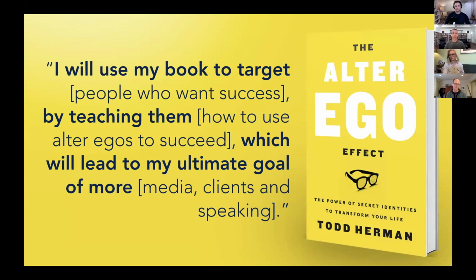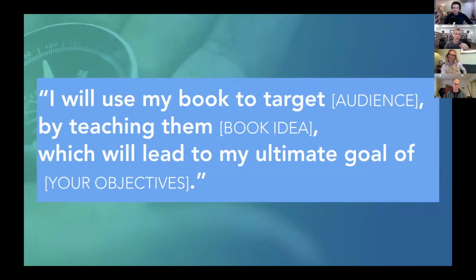That's a very clear statement. He knows exactly who his audience is. He knows exactly what he's going to teach them and why they'll care: they're going to use alter egos to succeed. And he knows exactly what he's going to get from it. So when you fill this sentence out with your audience, book idea, and objectives, it should tell you the positioning. Now, you may realize this is not the positioning I want. This is not the book I want to write.